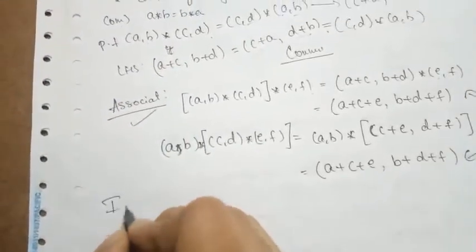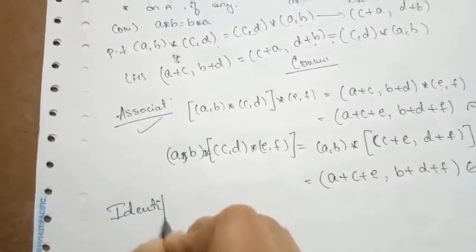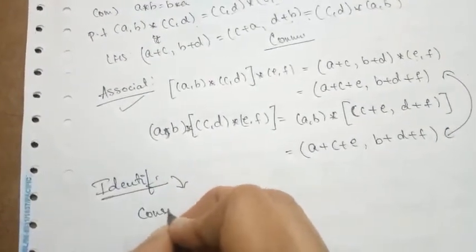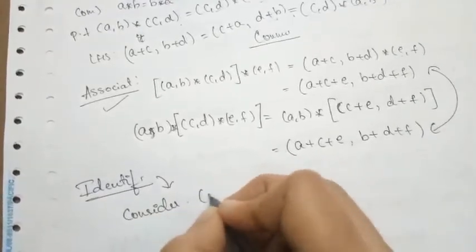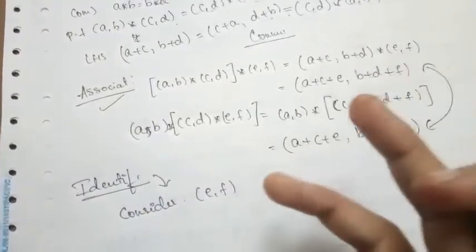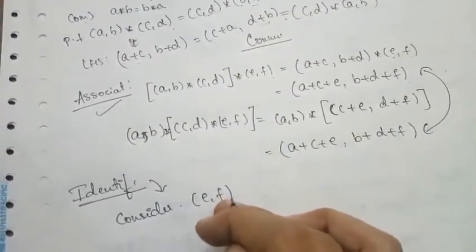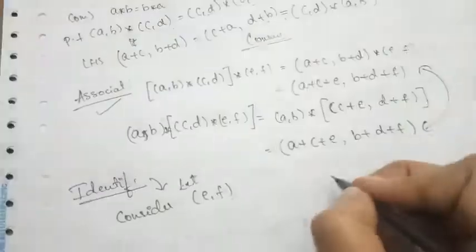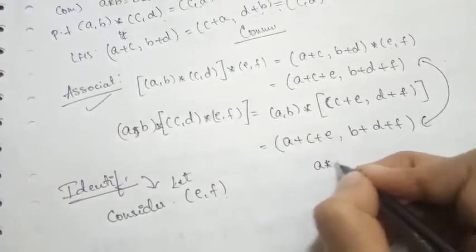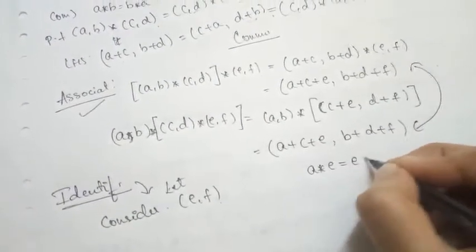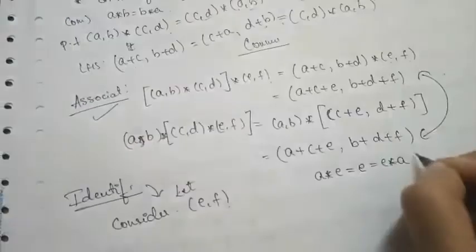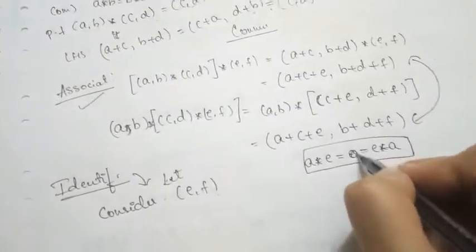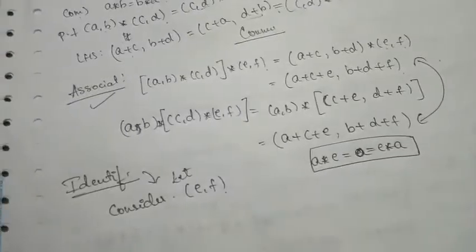So next we need to find the identity, if it exists. Suppose I consider the identity element as (E, F). I am not saying it is an identity, I am considering, let that identity element be (E, F). Now we know the identity element definition, that is A star E is equal to E, which is equal to E star A. So whatever element we are choosing, we are going to get the same element back, A.